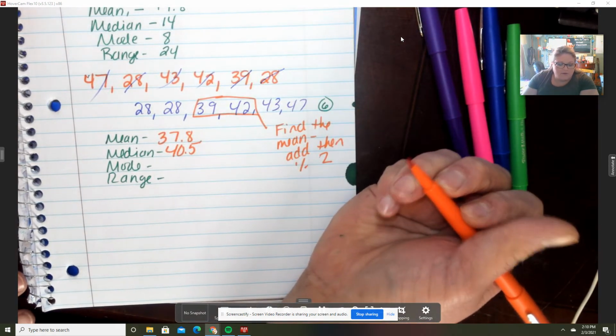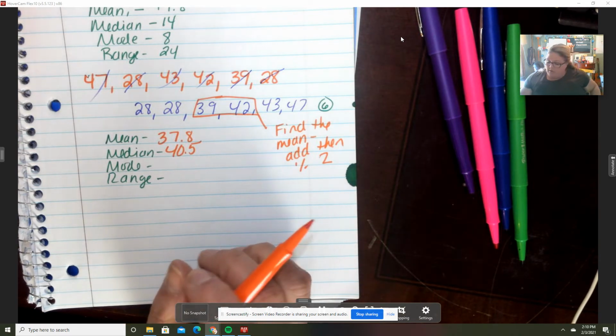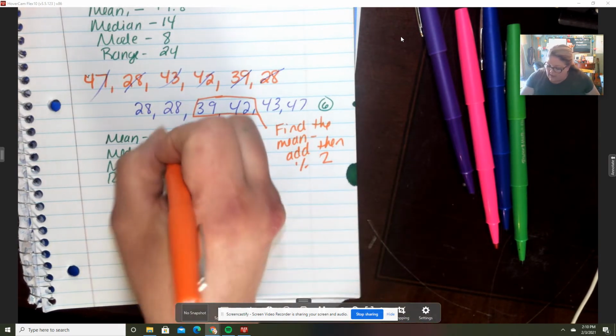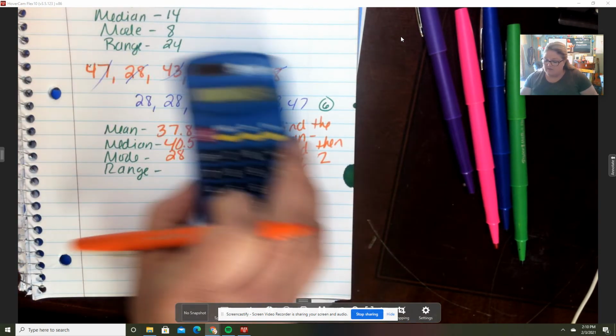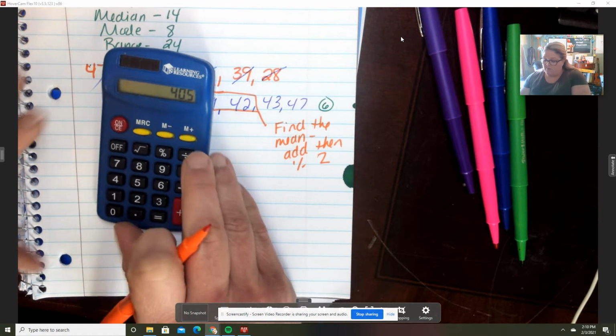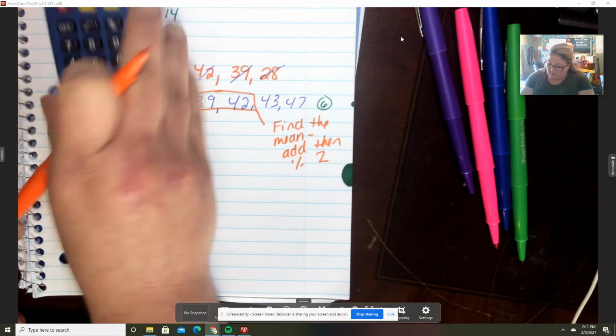Dead center. Mode: is there anyone that appears the most? That would be 28. And then the range is the biggest minus the smallest. So 47 minus 28, which is 19.